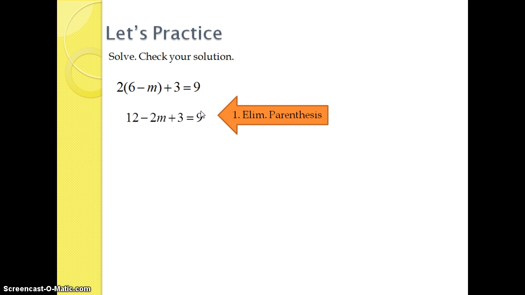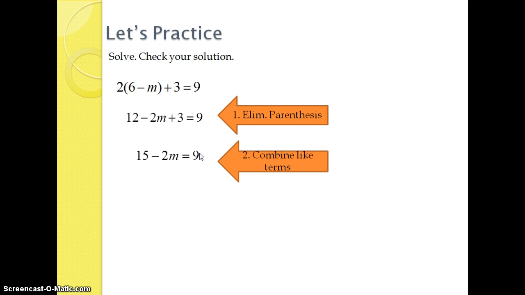So that's step 1. Step 2 says combine any like terms. Well, I see a 12 and a 3 here that can be combined. When you combine like terms, you're looking at one side of the equal sign. This 9 over here cannot combine with this guy. If you cross the equal sign, you're solving, you're not combining. So this 12 and this 3 can be combined to make 15. 12 plus 3 is 15. Notice I brought down the negative 2m, brought down the equal sign, brought down the 9.